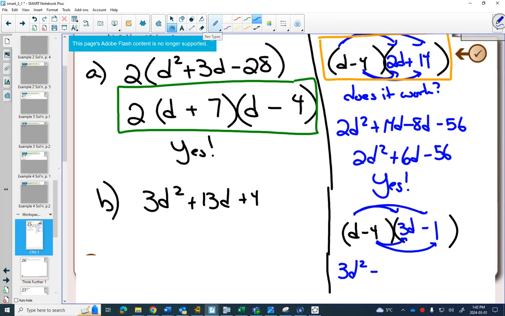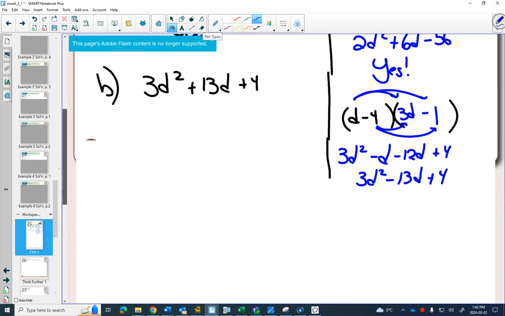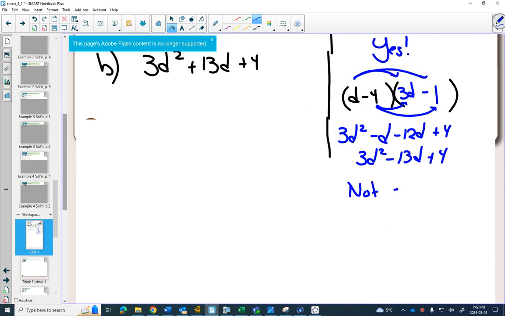3d squared minus d minus 12d plus 4, I get 3d squared minus 13d plus 4. Does that match up with what we started with? No. So in method 2, if it is a factor, it tells you what the other numbers would have to be. And if they have to be 3d and minus 1, then if you multiply it out, it would have to work. This one didn't work.